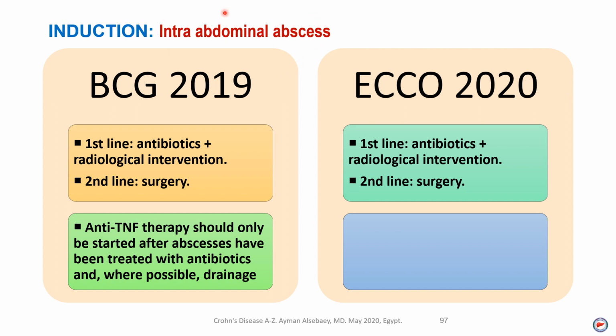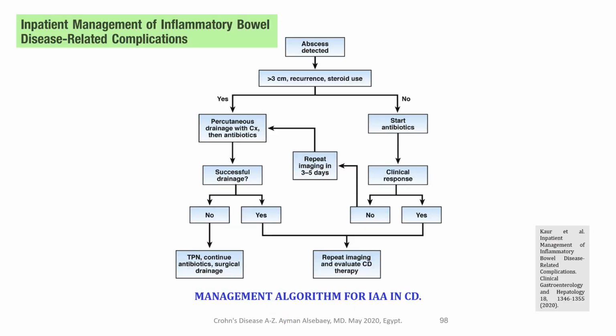If we have an intra-abdominal abscess, you should give antibiotics plus radiological intervention, and if there is failure, we should proceed to surgery. Never give anti-TNF with infection. For an abdominal abscess, if it is more than 3 centimeters, you should do percutaneous drainage and give antibiotics. If it is less than 3 centimeters from the start, you can give antibiotics and check the response. If there is a bad response in follow-up, I will do drainage and so on.